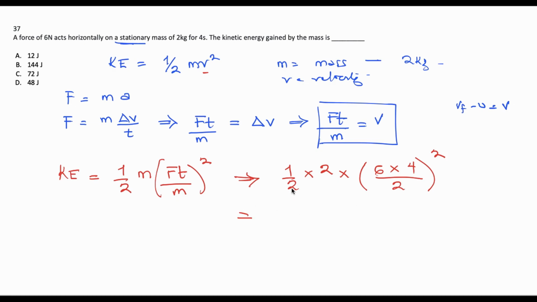So this is equal to, 2 cancels out 2 here, 2 cancels out 6 here to give us 3, and we have 3 times 4. So 3 times 4 is equal to 12. Now 12 squared is equal to 144. So our kinetic energy is 144 joules. And our answer here is B.